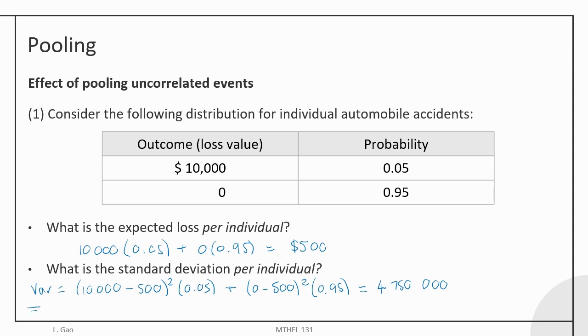And so that means that the standard deviation is just the square root of the variance, which in this case is around $2,179.45. So we have our expected loss per individual loss and our standard deviation per individual loss. And so this is all without pooling so far.